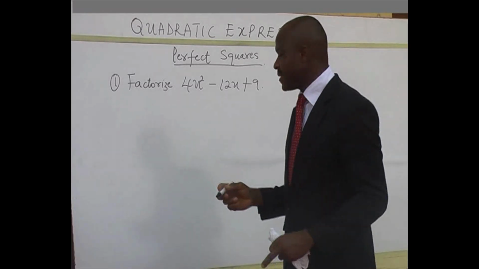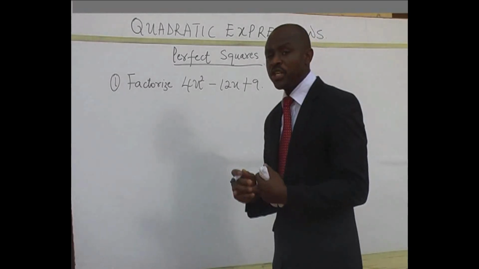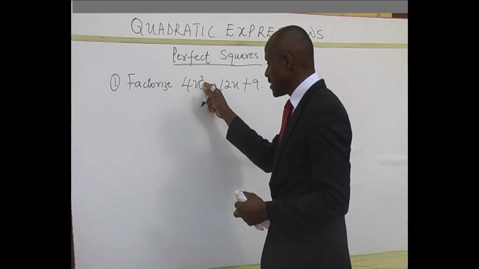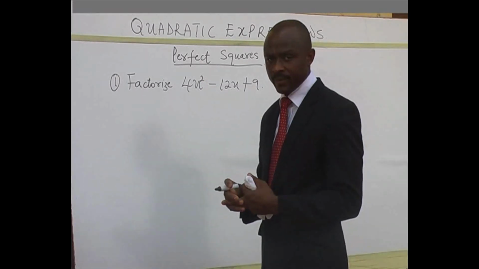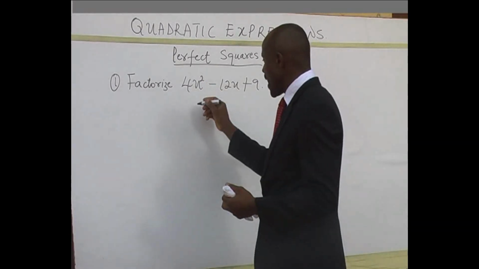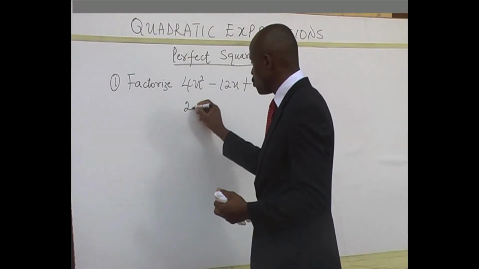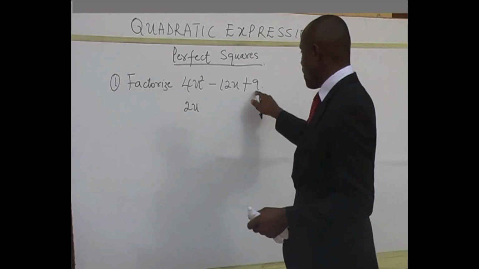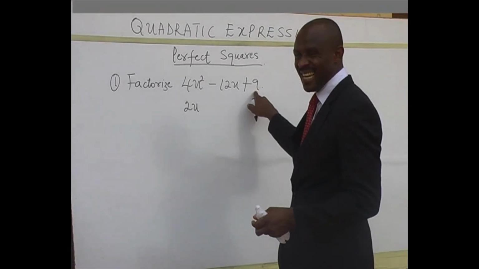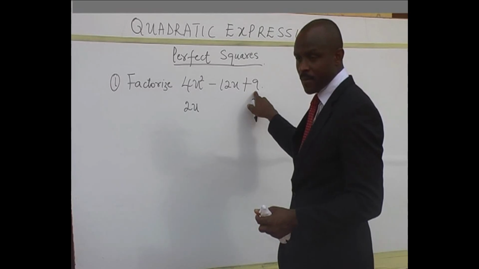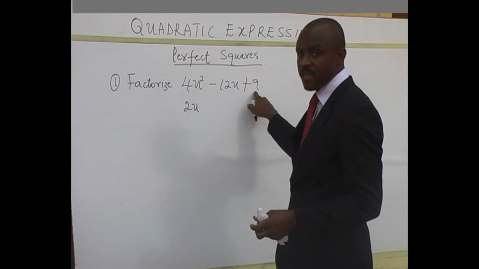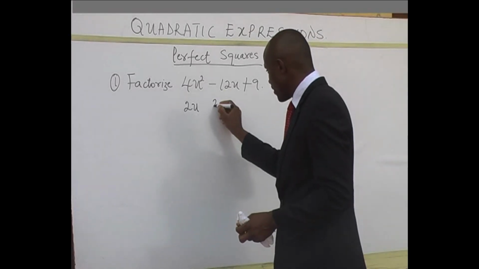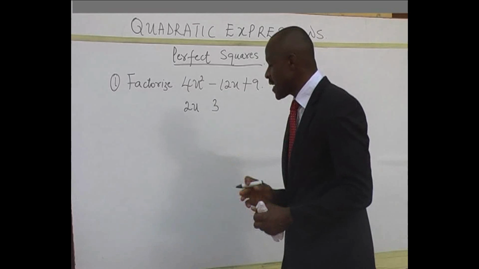Having that in mind, ask yourself, which number is 4u squared? You find out that 4u squared is the square of 2u. Also ask yourself, which number is 9 its square? 9 is the square of 3. Write 3. Don't write any sign yet. Just write 3. Leave a gap where you put a sign.